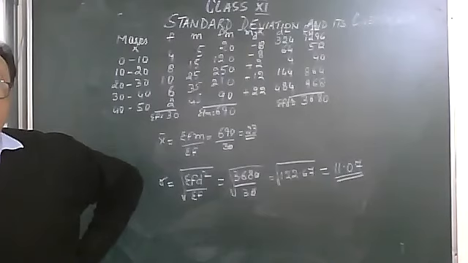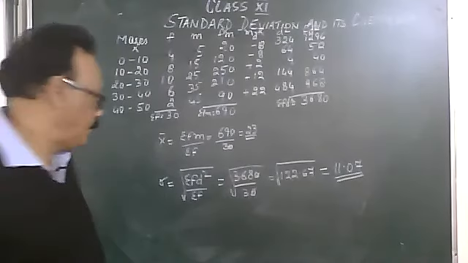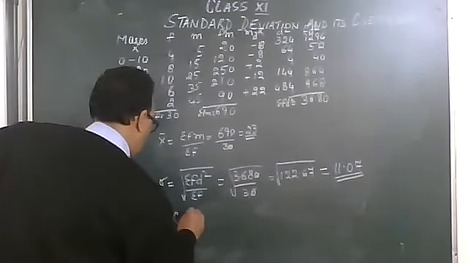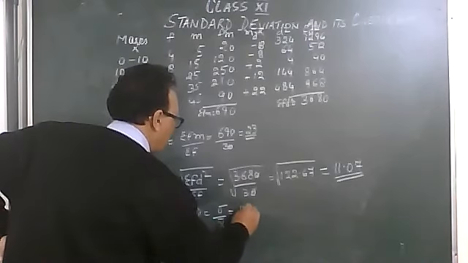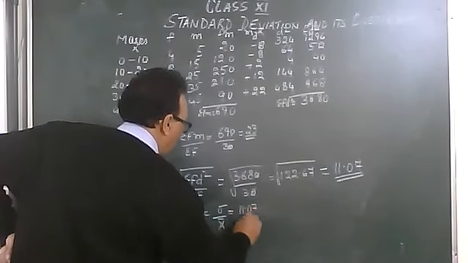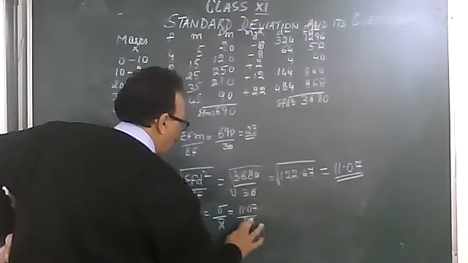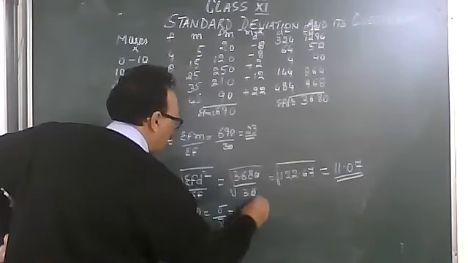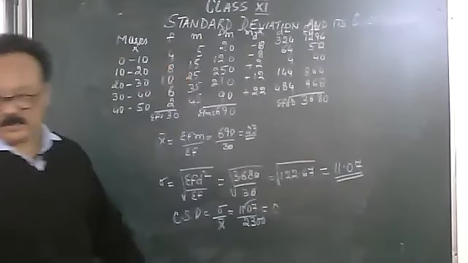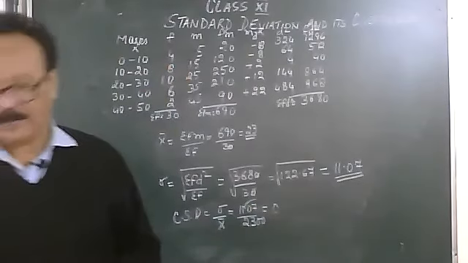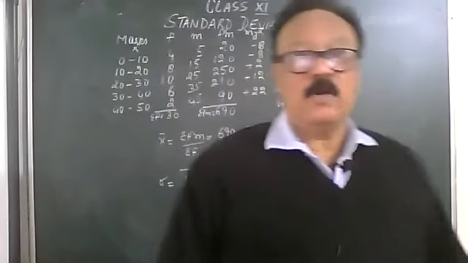Next, what do we need to find? Coefficient. Coefficient of standard deviation is equal to standard deviation upon mean. Standard deviation is 11.07 upon 23. Mean is 23. Remove these, put a 0 here, 0 point whatever the answer is, please find it out. Is that okay, children?